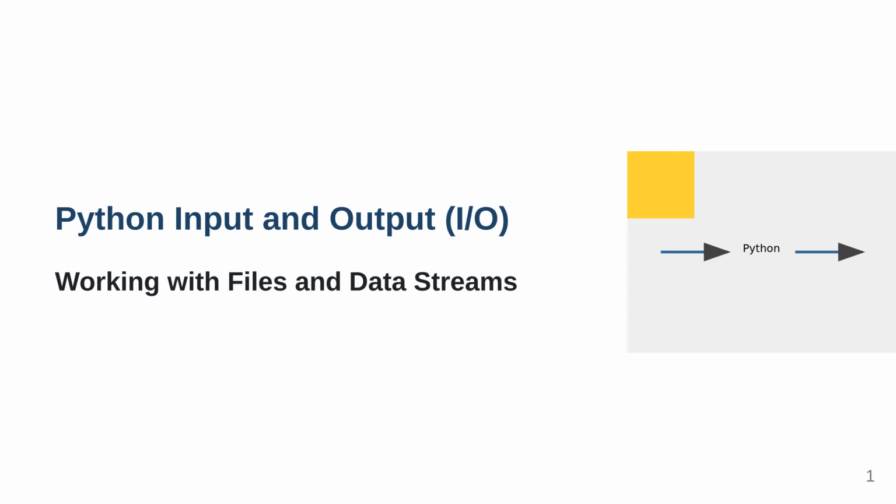Building on our knowledge of data structures, we'll explore how Python interacts with external data through input and output operations. I/O operations are fundamental for working with files, handling user input, and processing data. This knowledge is essential for creating practical applications that can persist data and interact with users.